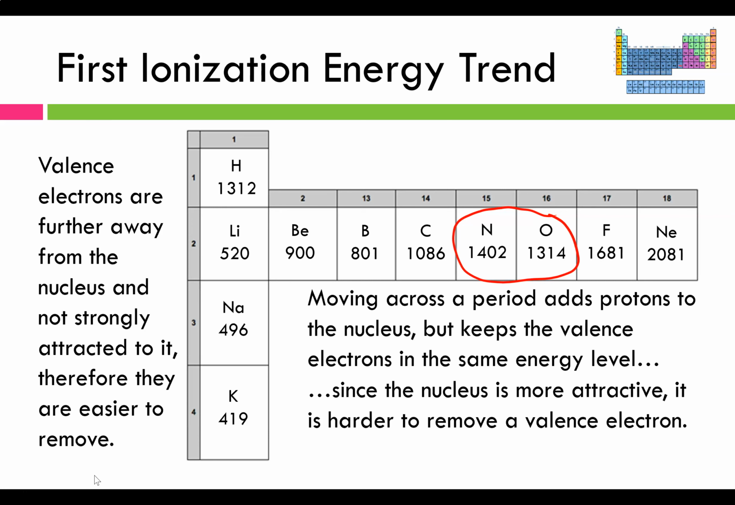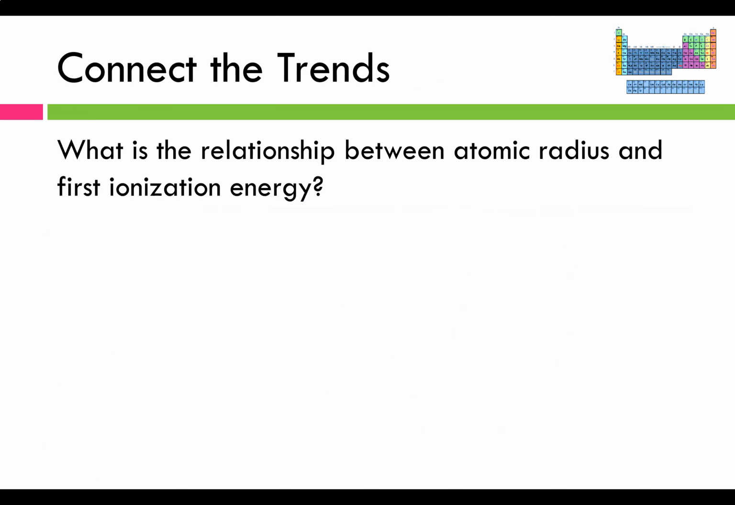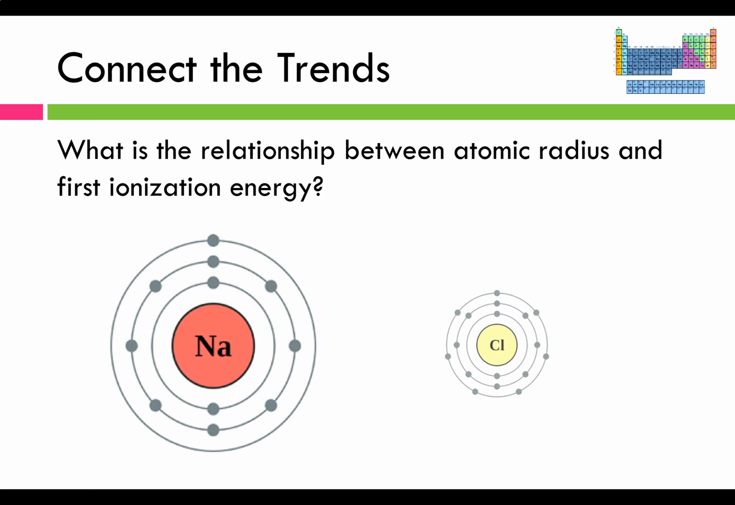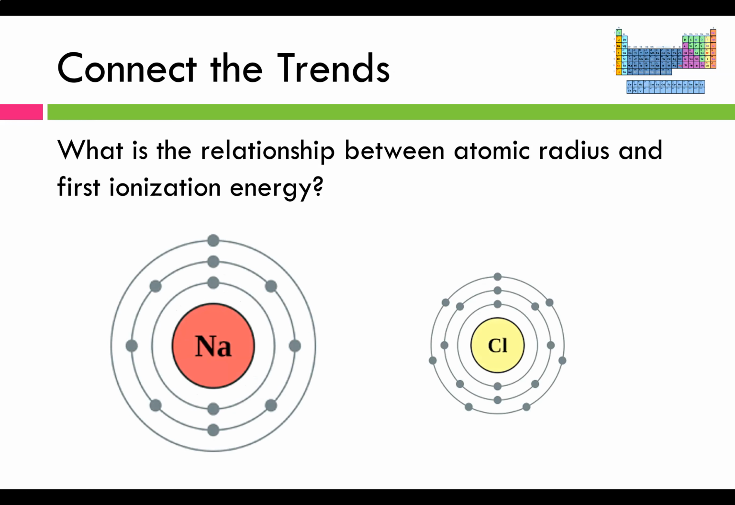Before we move into practice problems, I just really want to drive home this relationship between atomic radius and first ionization energy. It's really important that you are able to connect the trends. We'll look at those two. Well, we know that sodium has a very large atomic radius. Chlorine has a small atomic radius.